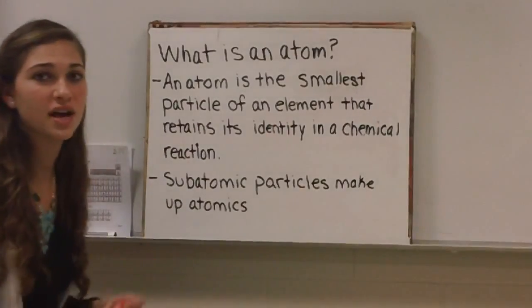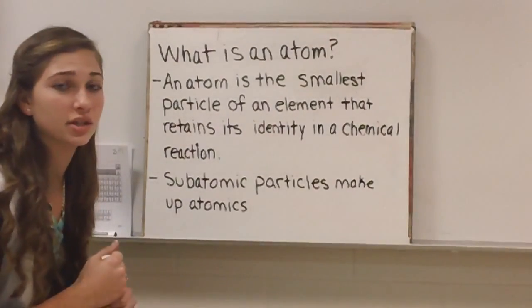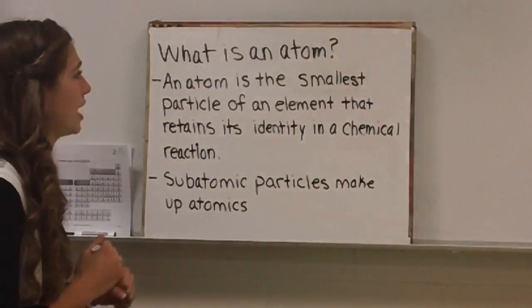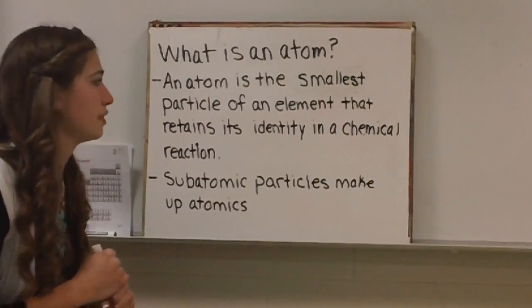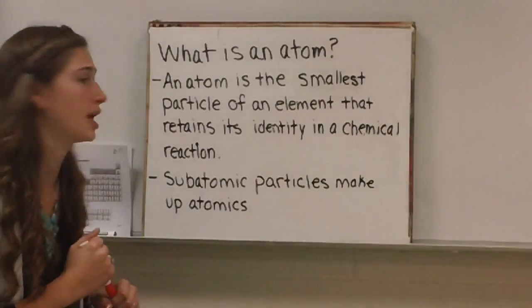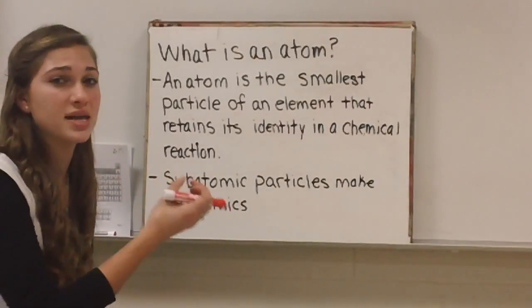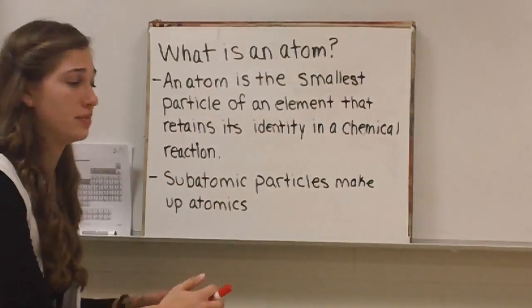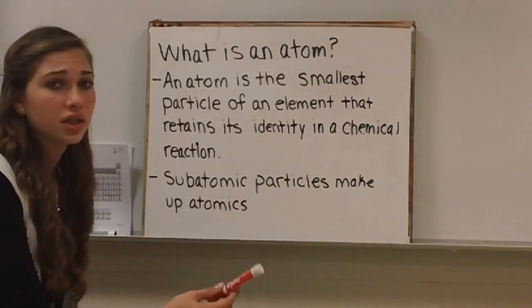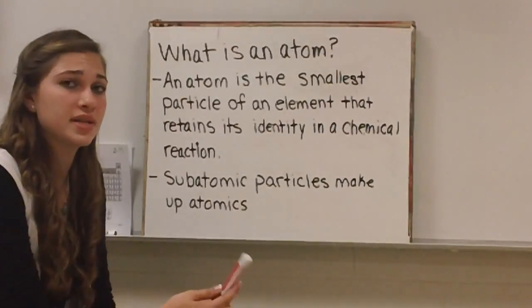Today we're going to go over atomic structure. The first thing that we need to learn is what is an atom. So an atom is the smallest particle of an element that retains its identity in a chemical reaction. So basically, in an element, the atom has the same properties as the element does. So what makes up atoms? Those are subatomic particles.